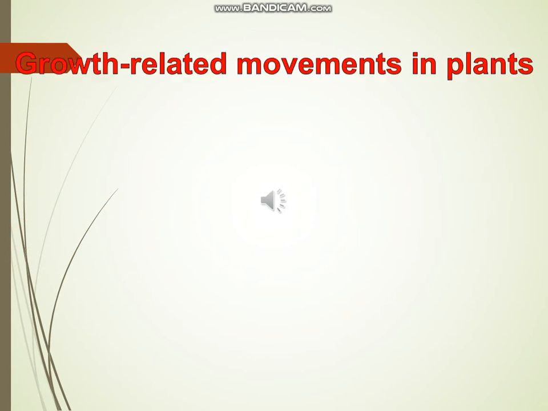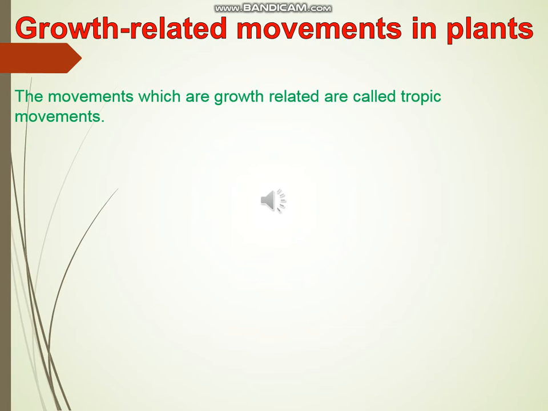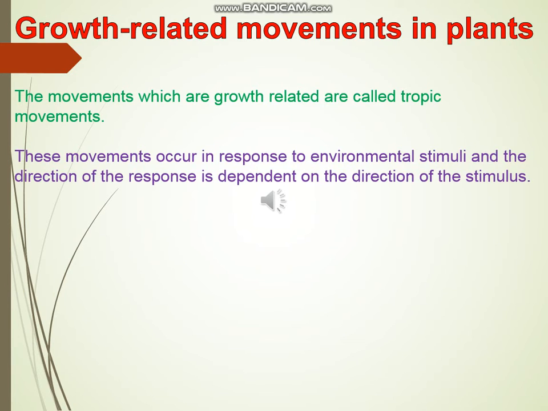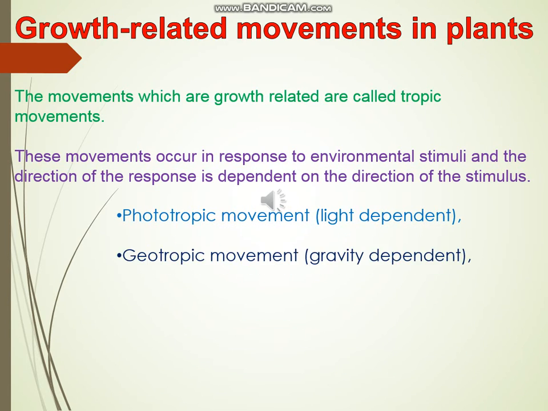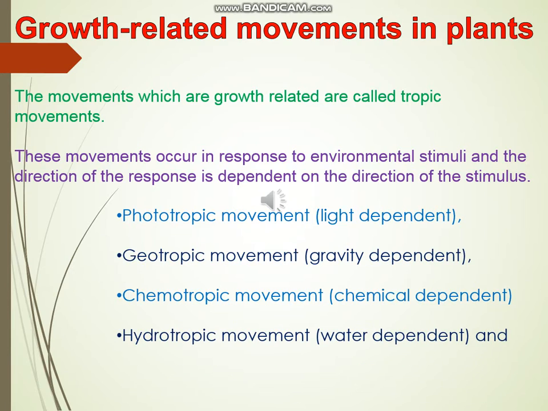Growth related movements in plants. The movements which are growth related are called tropic movements. These movements occur in response to environmental stimuli and the direction of the response depends on the direction of the stimulus, like phototropic movements, light dependent; geotropic movement, gravity dependent; chemotropic movement, chemical dependent; hydrotropic movement, water dependent; and the thigmotropic movement, touch dependent.